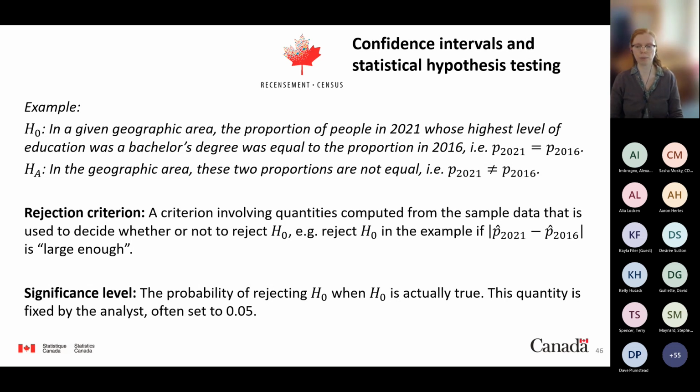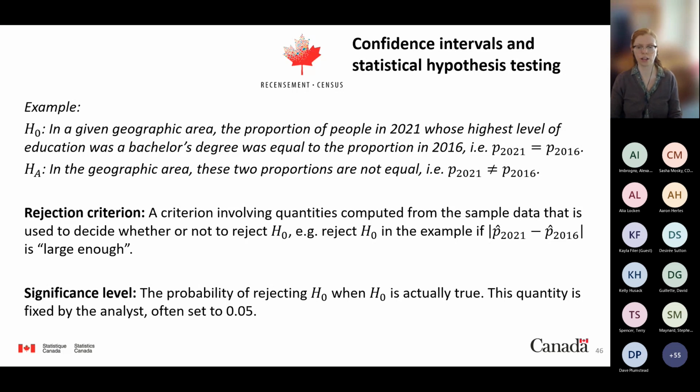And to perform the hypothesis test, we need a way of deciding which hypothesis the data support. This is given by the rejection criterion, which is a criterion involving quantities computed from the sample that's used to decide whether or not to reject the null hypothesis.